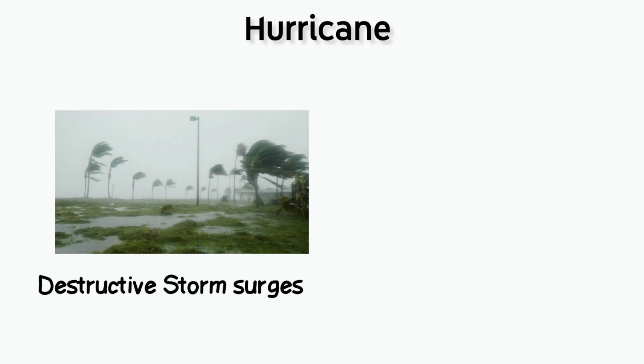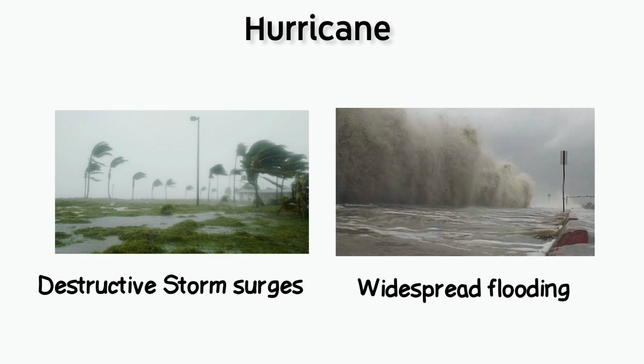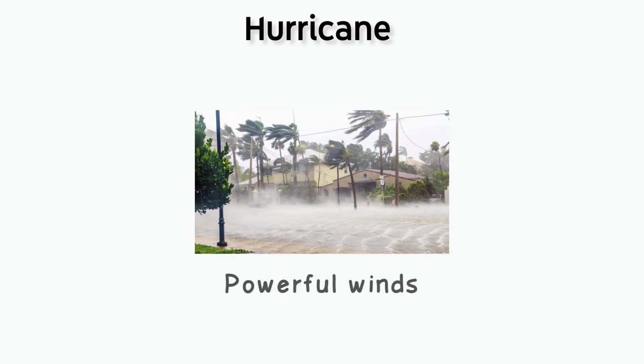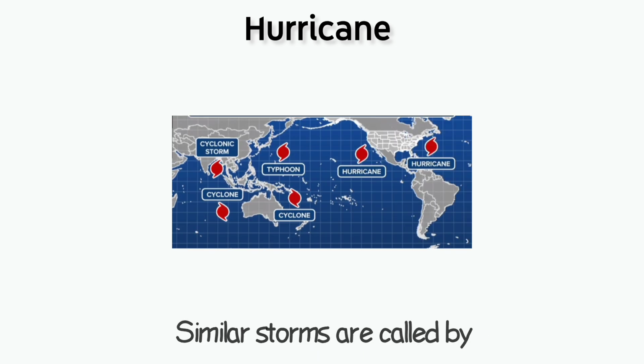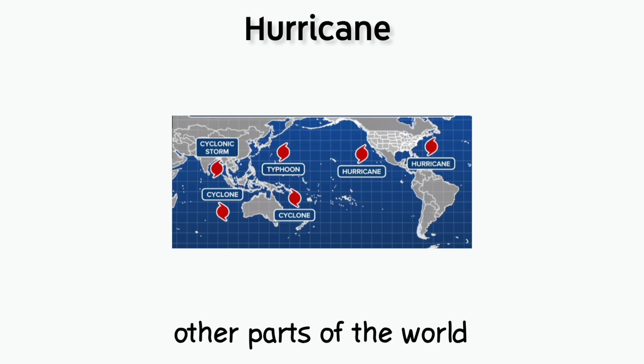Hurricanes can cause destructive storm surges, widespread flooding, and powerful winds that affect entire coastlines. Similar storms are called by different names in other parts of the world.